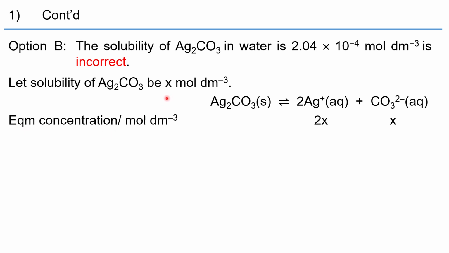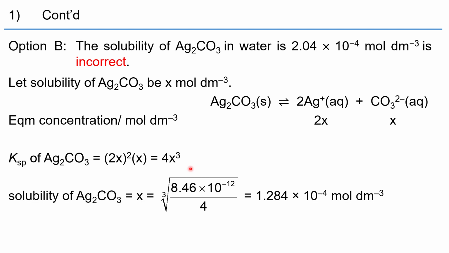Since I let the solubility be x, it's a 2:1 ratio, that's why it's 2x for silver and x for your carbonate here. Now, for the Ksp value, you can write the Ksp expression in terms of the unknown algebra. Do it carefully, you should get 4x to the power of 3. The solubility will be x.